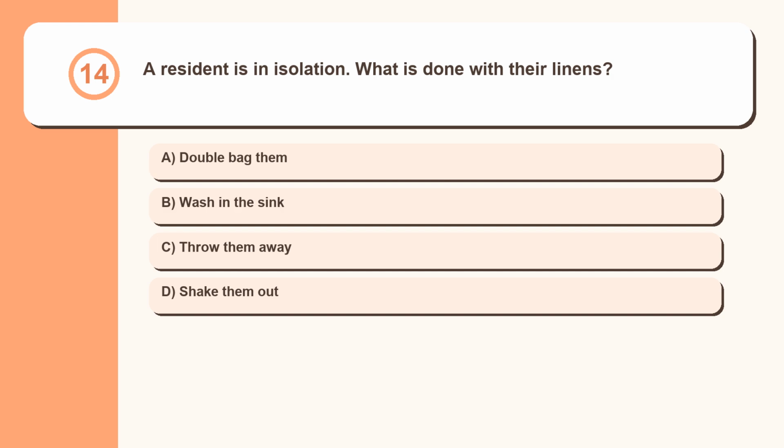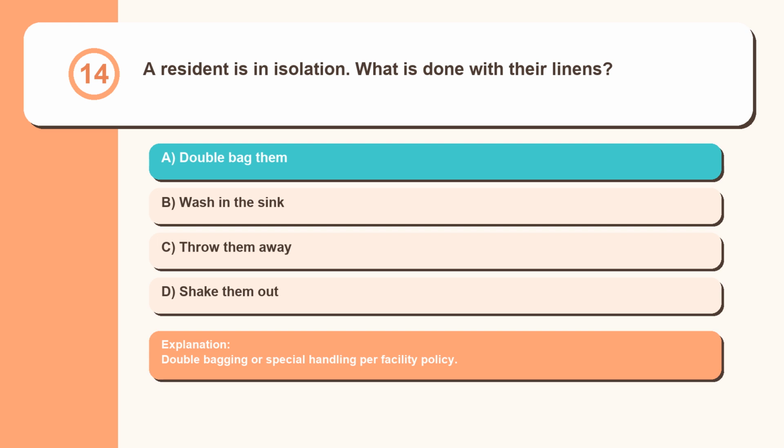Question 14. A resident is in isolation. What is done with their linens? Double bag them. Wash in the sink. Throw them away. Shake them out. Double bagging or special handling per facility policy.